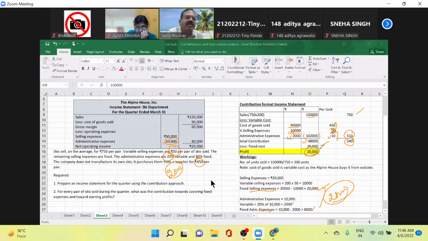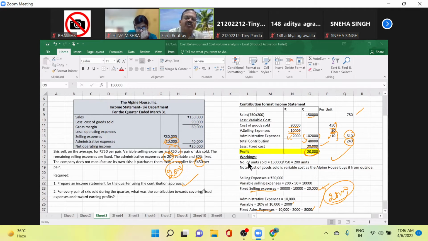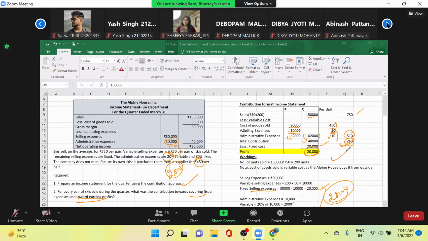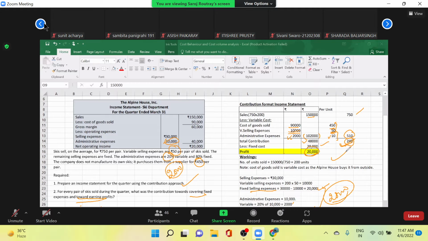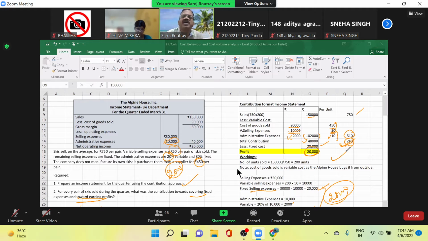Prepare an income statement for the quarter using the contribution approach. So this is how you will get it. For every pair of skis sold during the quarter, what was the contribution towards covering fixed expenses and toward earning profit? Contribution is something which contributes towards covering fixed expenses and earning profit. That is 240. Contribution per pair is 240. So this will be the answer. If you want to note it down, note it down. Take 2-3 minutes. If you have any doubt, please ask me first.